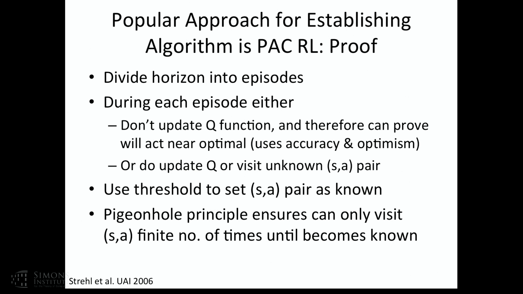And intuitively, what you can think of here is that if we visit a state action pair enough, then we're going to get a pretty good estimate of how well it works. So if we visit a state action pair 10 million times, then we're going to have a pretty good estimate of its transition model and its reward function.